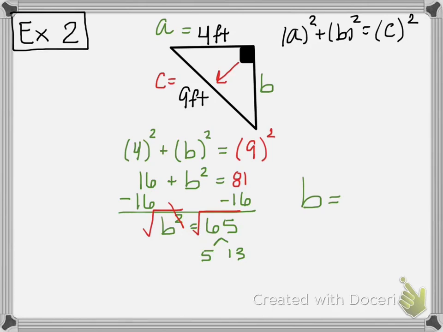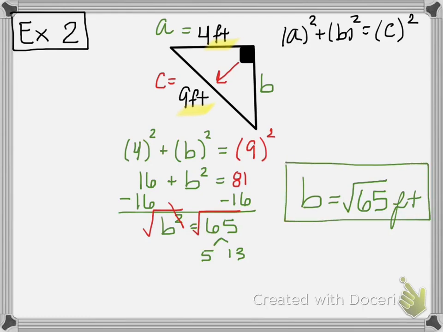So remember that if it cannot be broken down, that means radical 65 is the simplest form of that radical, and that would be my answer. But our units are feet, so we're going to put feet on my label. So side B in this case is radical 65 feet.